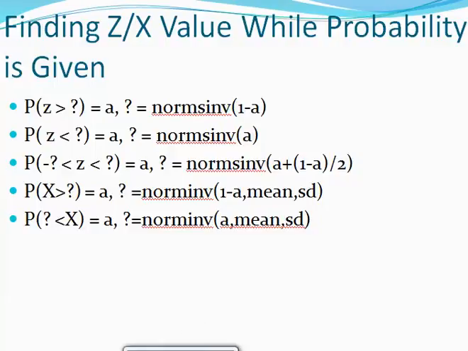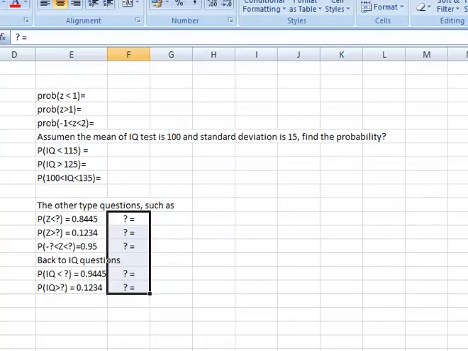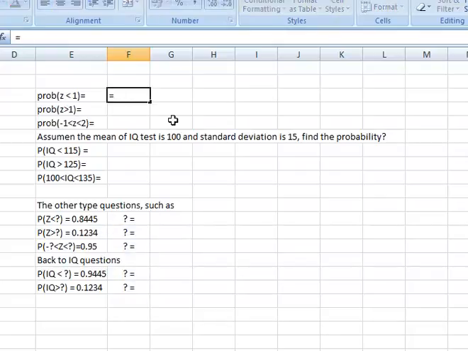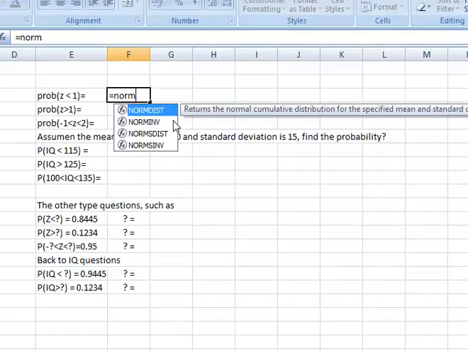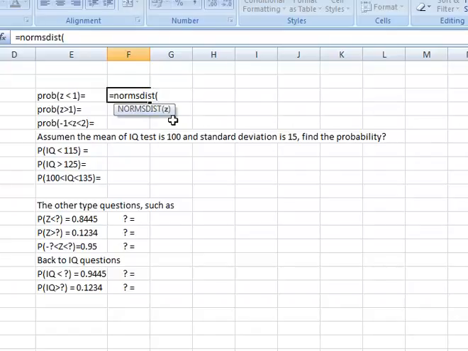Now let's go to Excel to see how to use those formulas. Let's see the first question with the probability z less than 1. Less than 1, so we use equal NORM.S.DIST, and then we just put in 1. So the probability is 0.8413.